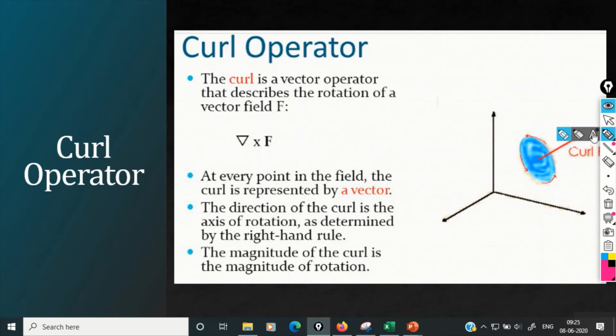So here, in the diagram, I am getting the red arrows. What are these red arrows indicating? They give me the direction of the rotation. So this is my axis along which my field is rotating. And the magnitude will give me the strength of rotation of that particular field.